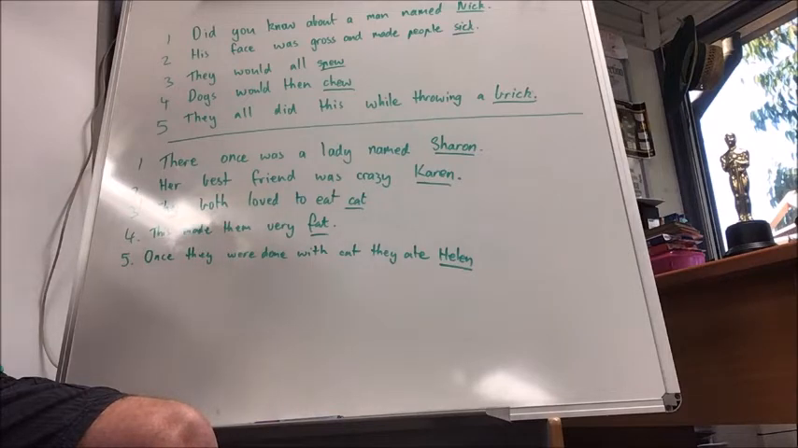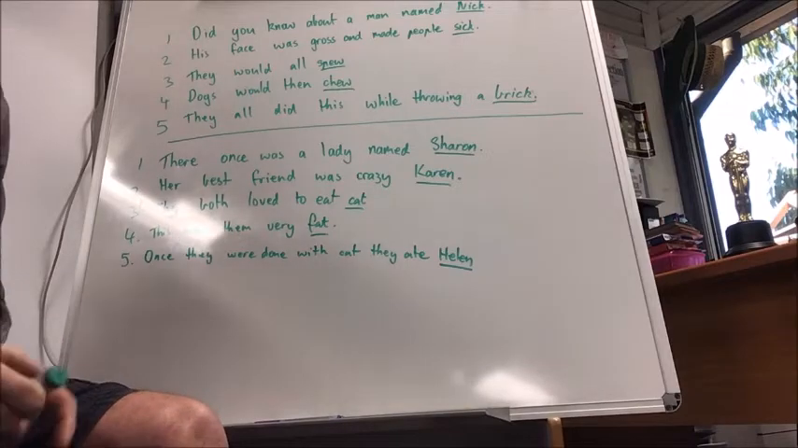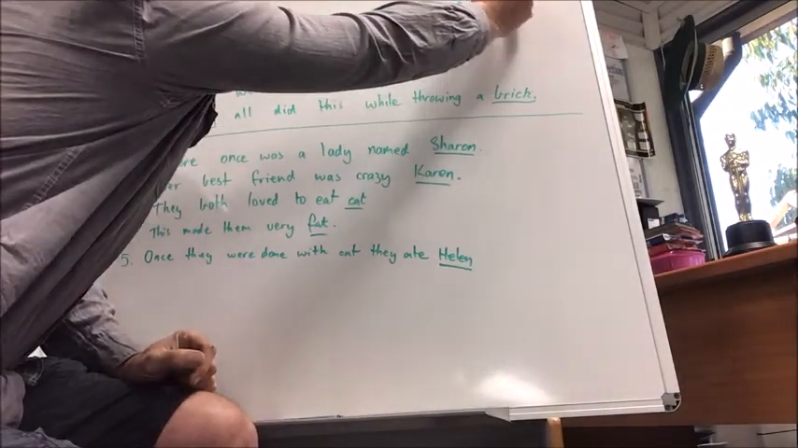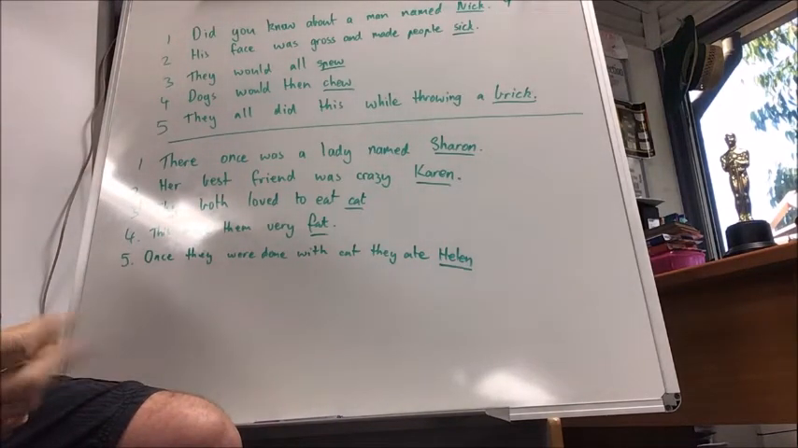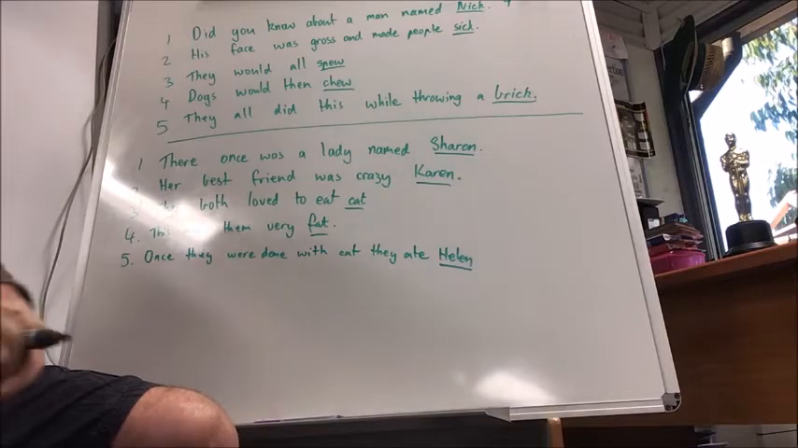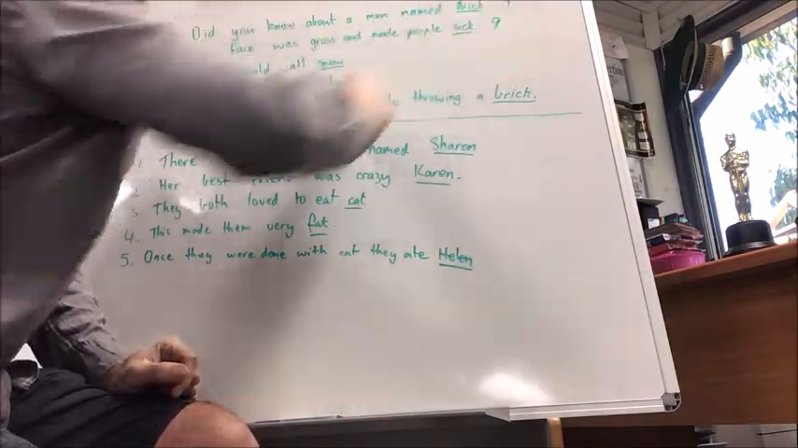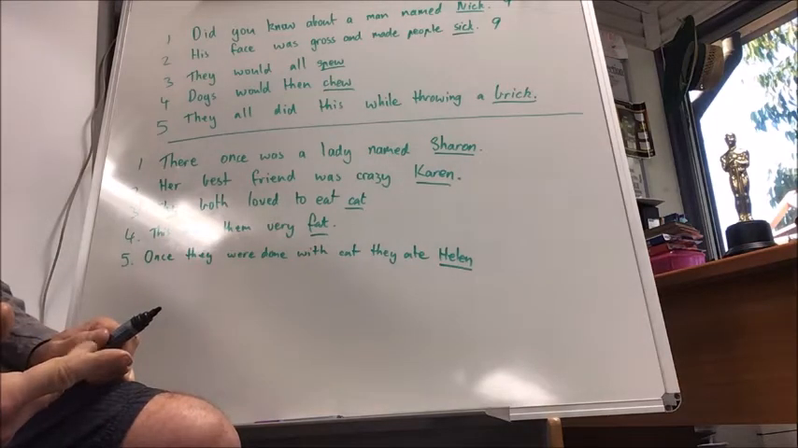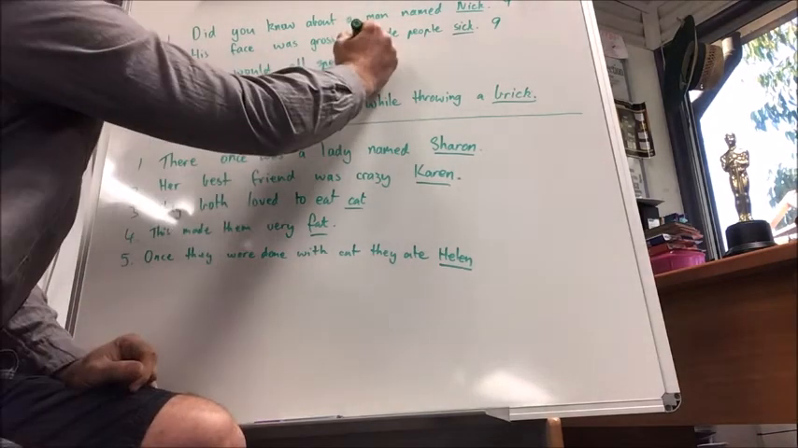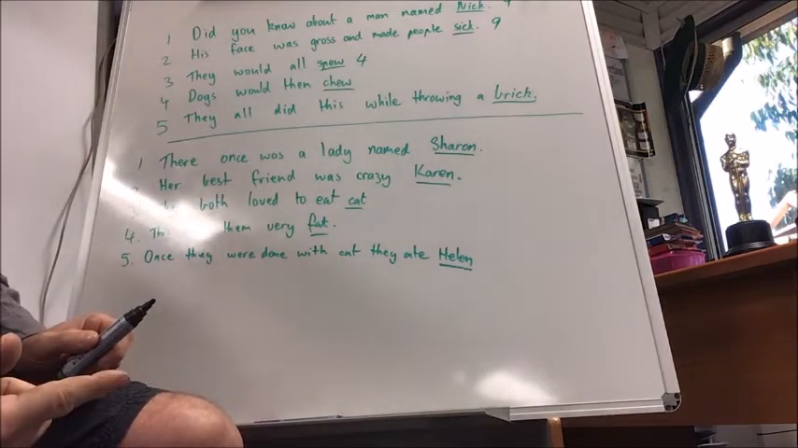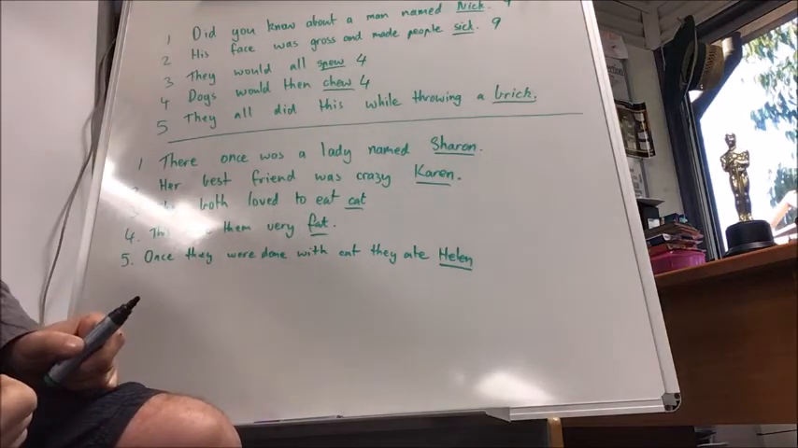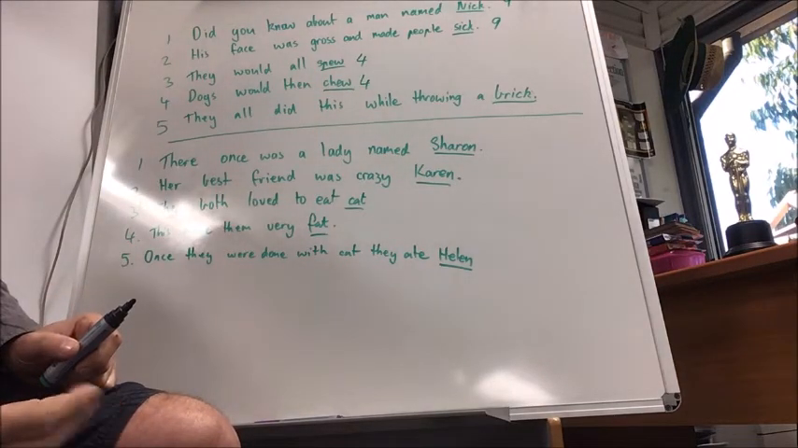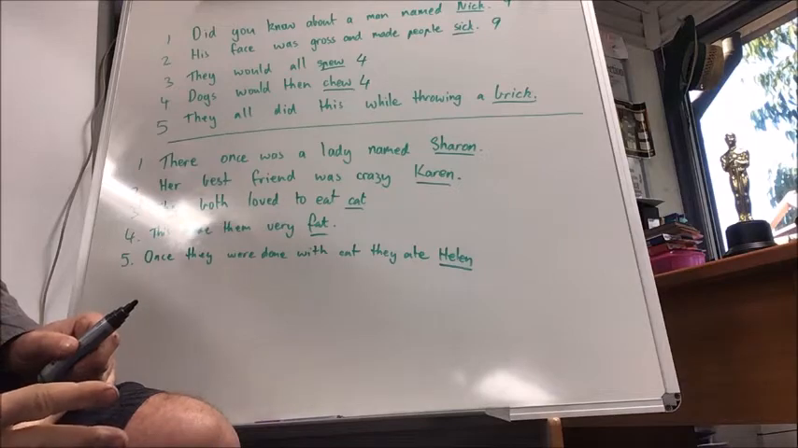Did you know about a man named Nick? Okay, so that was 9. I had 9 syllables there. His face was gross and made people sick. Once again, I had 9. They would all spew. So that's 4. Dogs would then chew. 4 again. They all did this while throwing a brick. So that's 9.